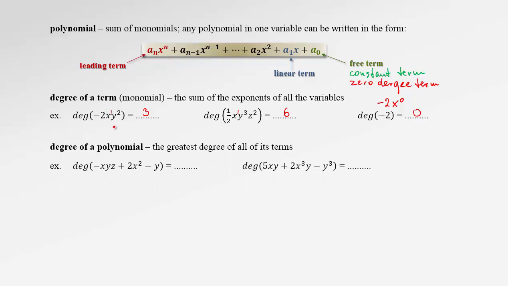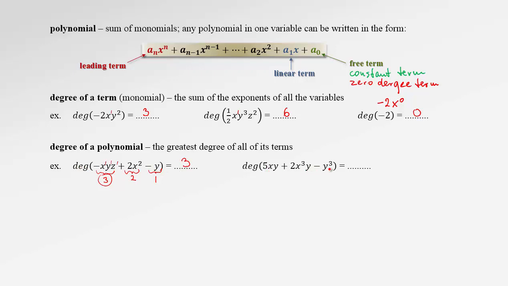If we know the degree of a term, the degree of a polynomial is defined as the greatest degree of all of its terms. So, to find the degree of this polynomial, let's write down the degrees of each term. For example, the degree of this term is 3, because it's 1 plus 1 plus 1. The degree of that term is 2, and the degree of this term is 1. Therefore, the highest degree is 3. Therefore, the degree of the whole polynomial is 3.